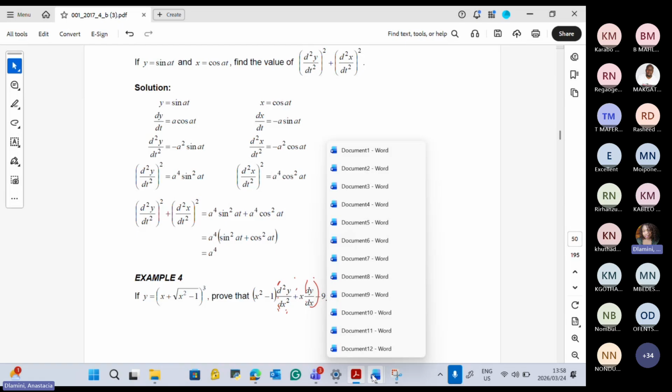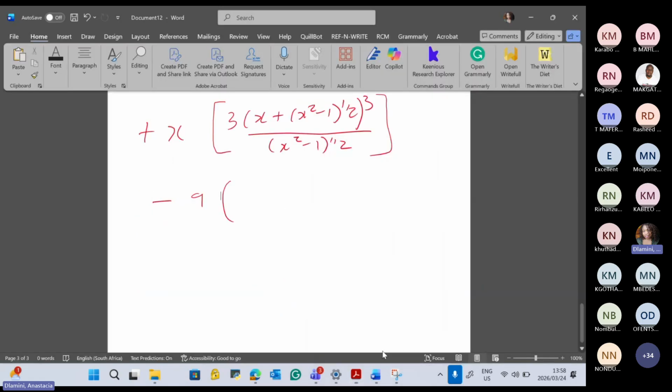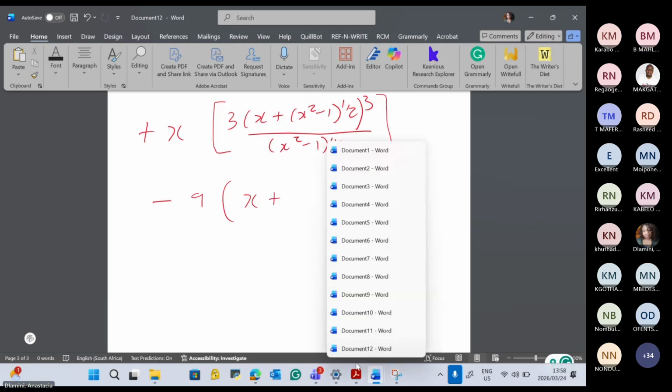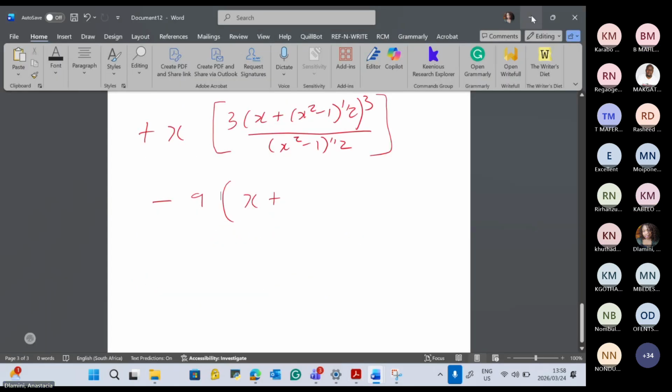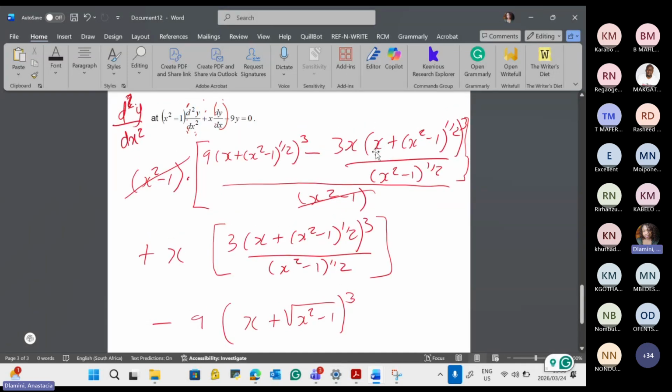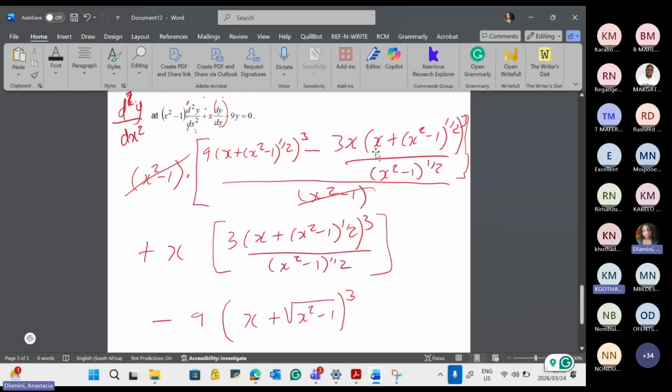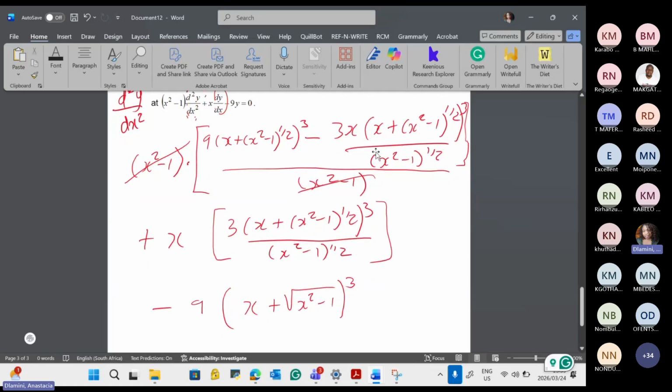Okay, plus 9 times (x plus the square root of x squared minus 1) all to the power of 3. Guys, I'm tired. Do you see that? We are proving that it equals 0. Yeah, I almost said equals to 0.